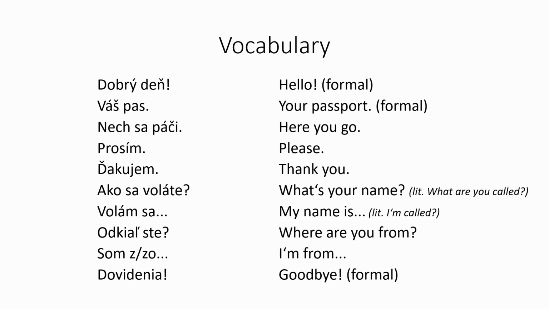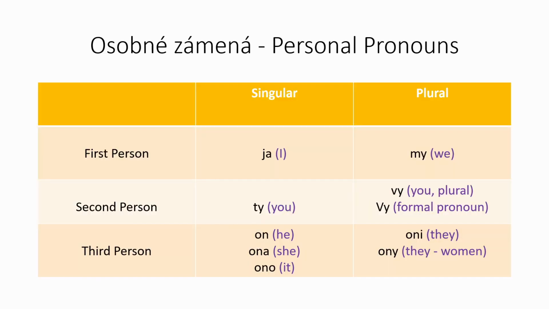Let's take an example. Let's say you're from Zimbabwe, which begins with a Z. So if you try to say som z Zimbabwe, it doesn't really work out. So we add a little vowel in between to just soften it up a little bit so it's not so hard to pronounce. Som zo Zimbabwe. Much better. Moving on to personal pronouns.